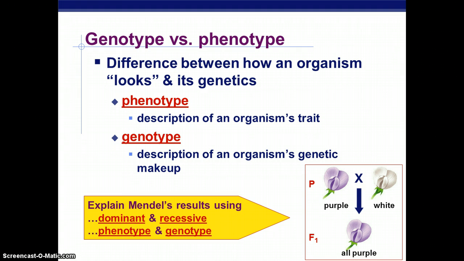So here in this picture, it's asking us to explain Mendel's results using dominant and recessive phenotype versus genotype. So here, the purple, when you cross a purple with a white flower, ended up with a purple flower in that first generation. Purple was the dominant trait while white was the recessive. You can see that because when you crossed the two, you ended up with purple and not a mixture or a white flower. So the phenotype versus genotype, while this is a purple flower, the genotype may be heterozygous, so it may have one dominant and one recessive allele.